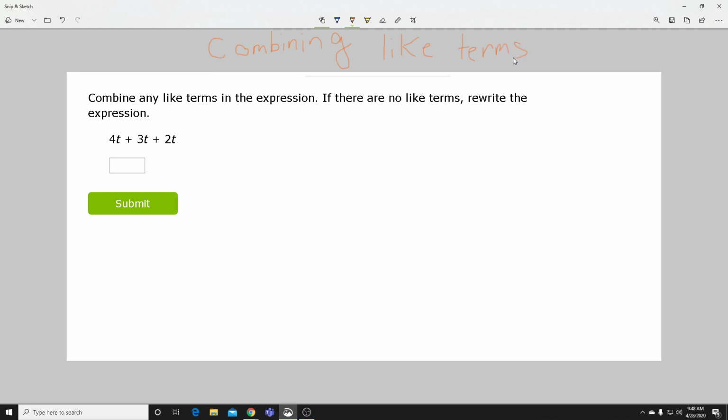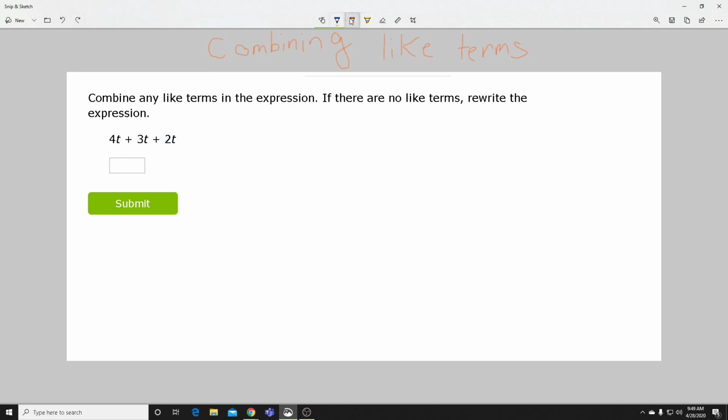Okay, so just a little reminder here from yesterday's IXL. Each one of these is called a term, and then we're calling the constant number in front of each variable our coefficient. So in this case, our first term is 4t, coefficient's 4. Second term is 3t, the coefficient of the second term is 3. And then finally, the third term is 2t, coefficient is 2. Okay, so that's just a little review from yesterday.